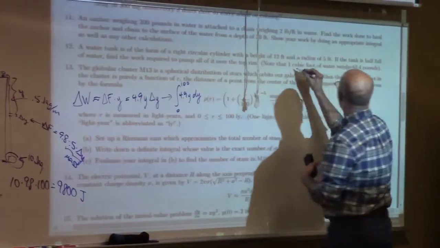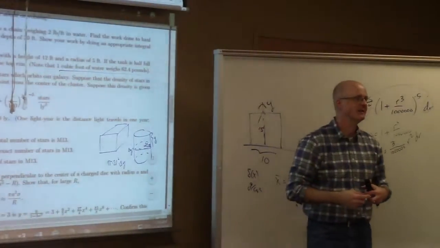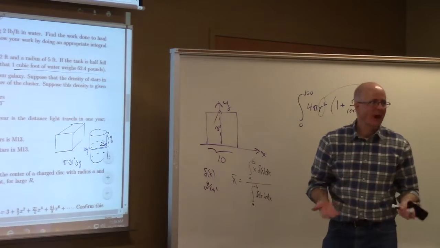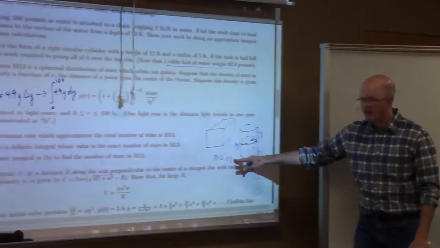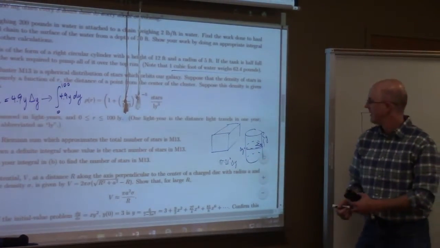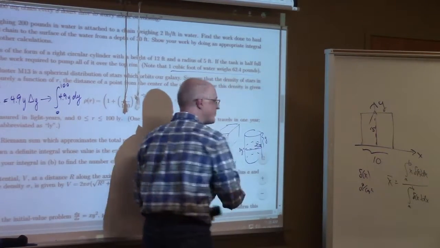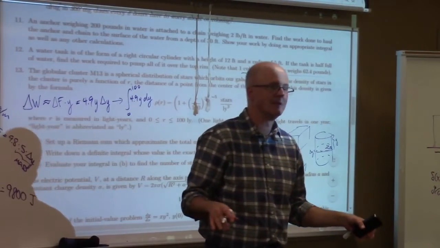The weight density of water is 62.4 pounds per cubic foot. You're going to need that to get the weight of this thing. This is, again, its volume. Multiply this by 62.4 to get its weight, which is a force which already contains gravity in it. You don't need to multiply by g here.